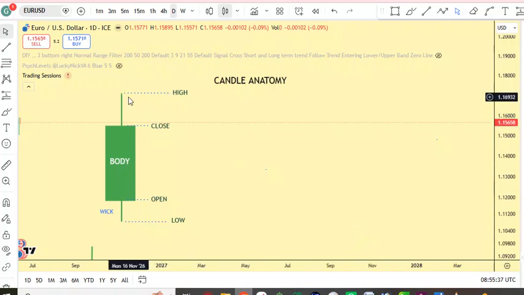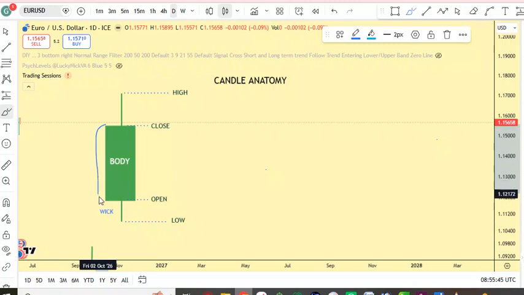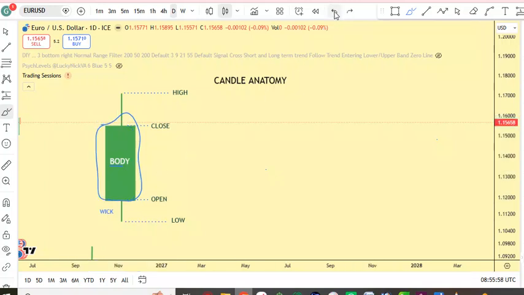Okay, now we have the bullish candle. In the bullish candle, we have various parts. This shaded area of the bullish candle is what we refer to as the body. No matter the color of the candle, the block shaded area of the candle is always referred to as the body of the candle.